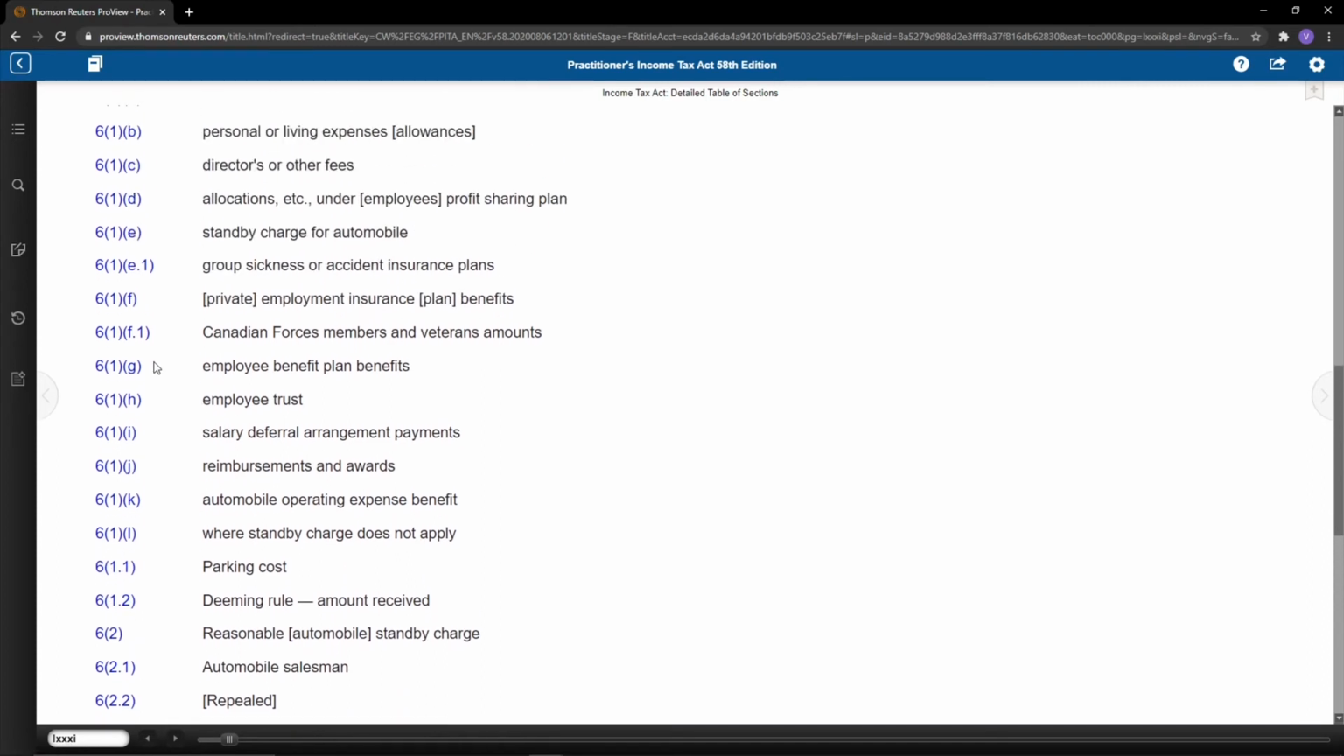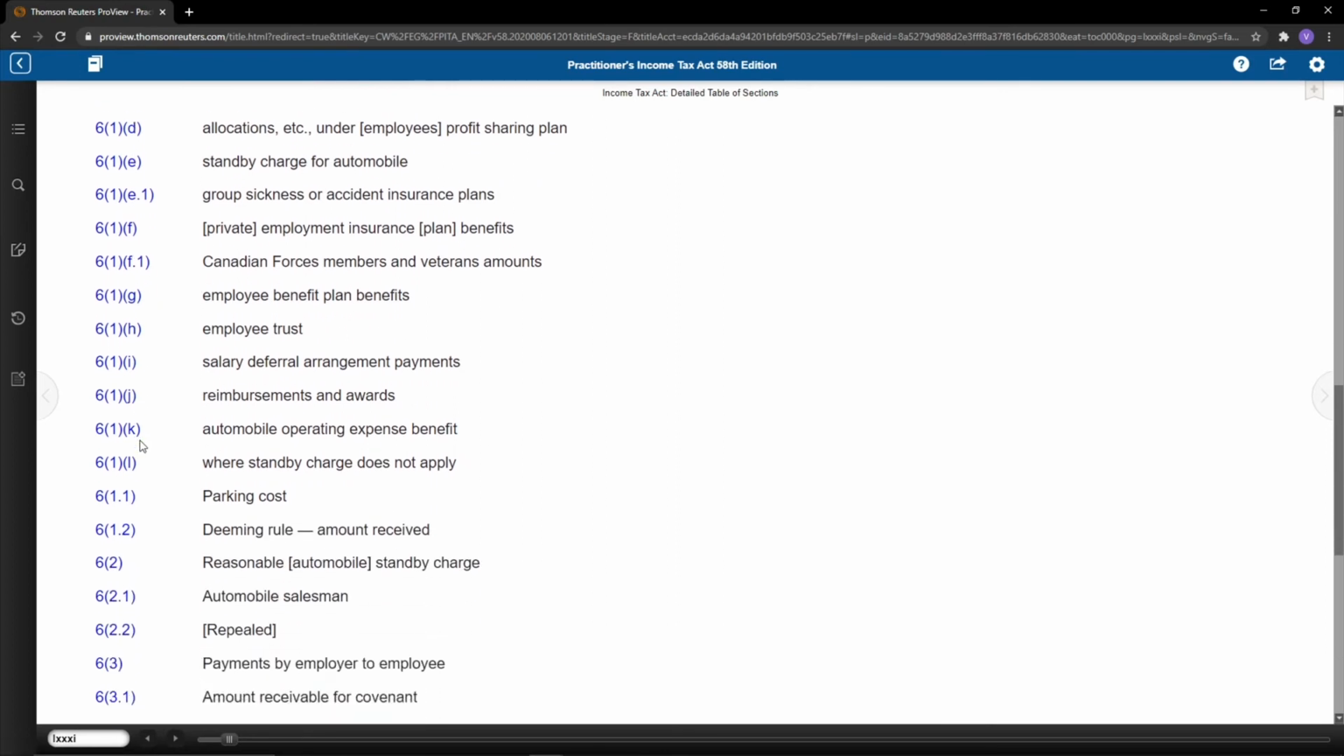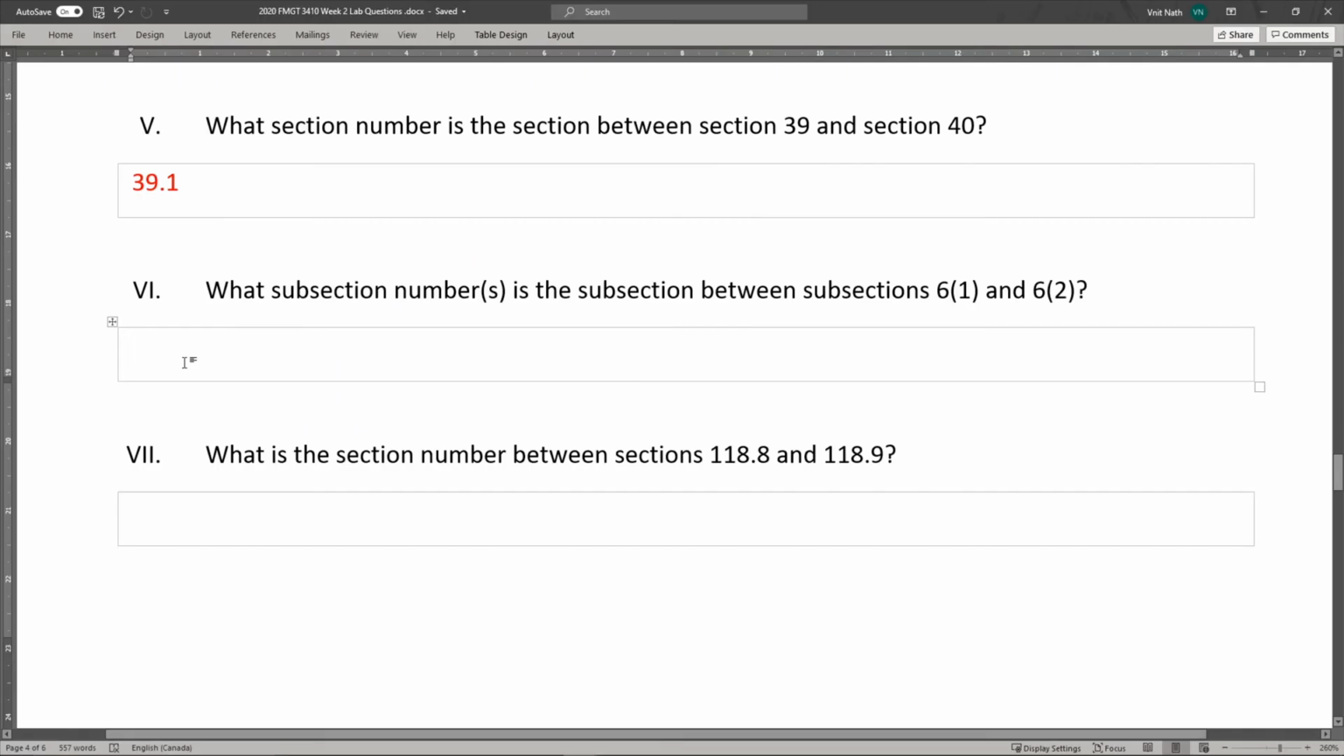So note once again what's happening here. We have section 6, subsection 1, and then we have paragraph A, B, C, D. It goes on and on all the way to paragraph K and L. Then we move to a new subsection, which is 1.1, and then another new subsection, which is 1.2, until we get to section 6, subsection 2. Therefore, the answer to question 4, part 6, is 6 subsection 1.1 and 6 subsection 1.2.